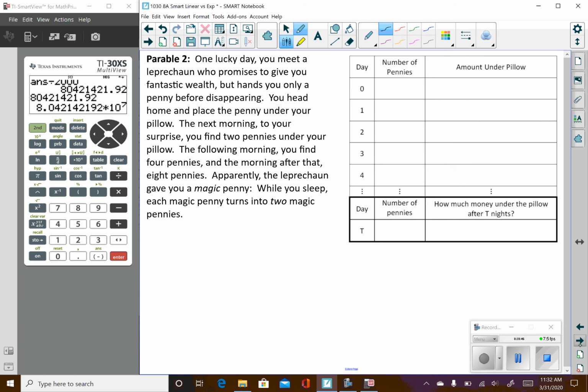So, we start out with that 1 penny that he handed you. We're calling that day 0. So you just have 1 cent dollar amount. After that first night, you have 2 now. So that would be 2 cents. After the next night, doubled to 4, then doubled to 8, then doubled to 16. So your money is doubling as well.